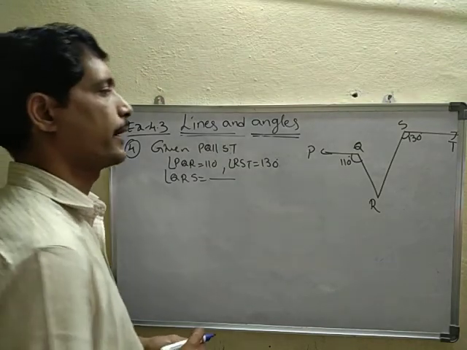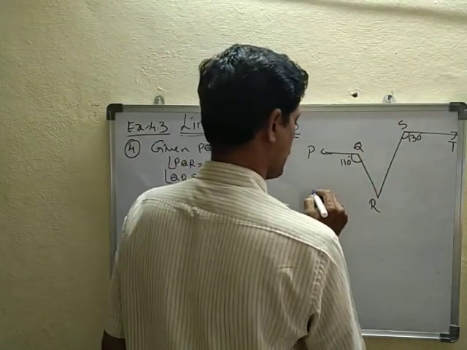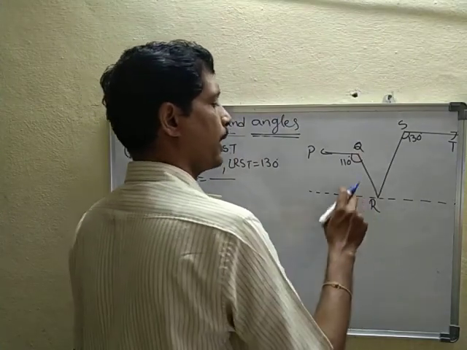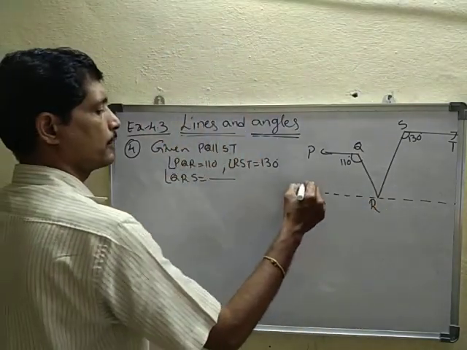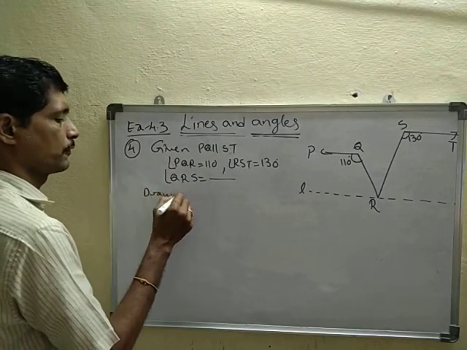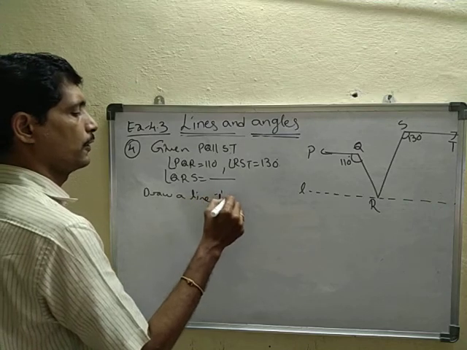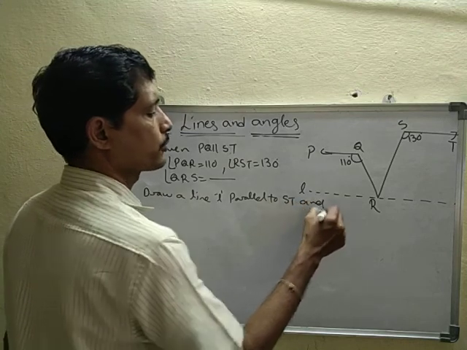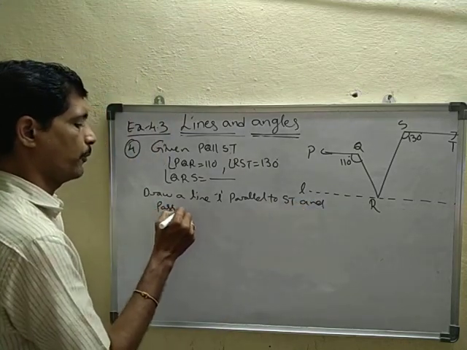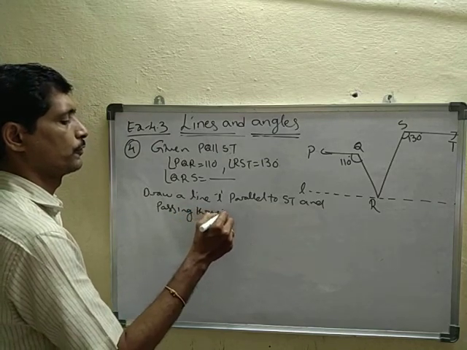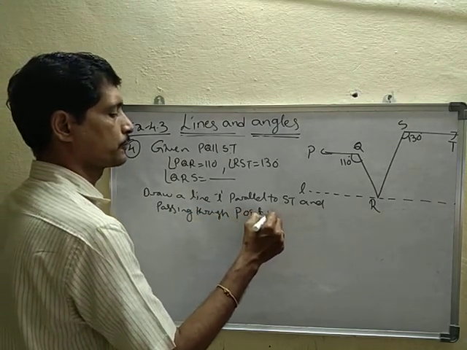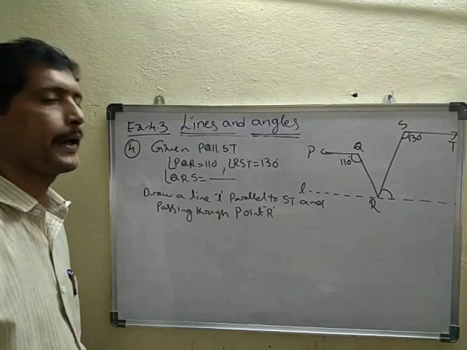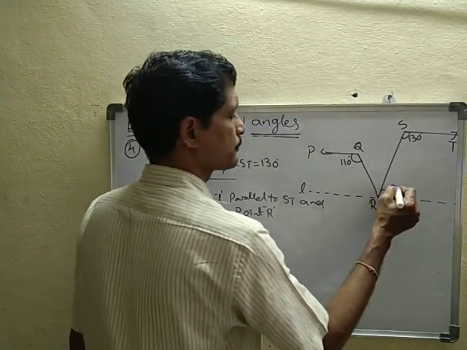Here, draw a line. Draw one line that is parallel to ST passing through point R. That line is L. Here this angle and this angle both are co-interior angles. Suppose this angle you take X.